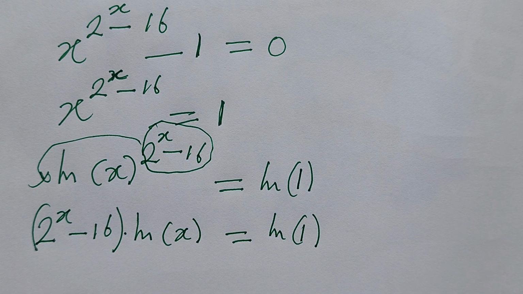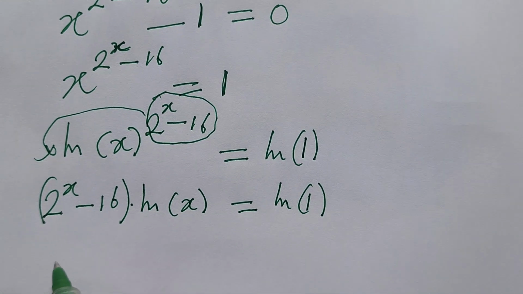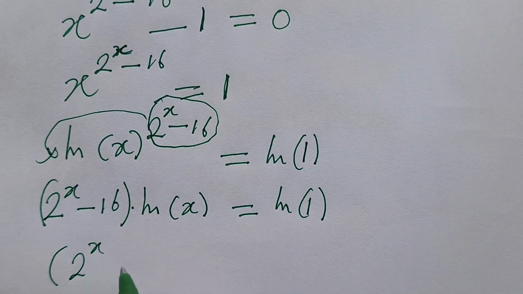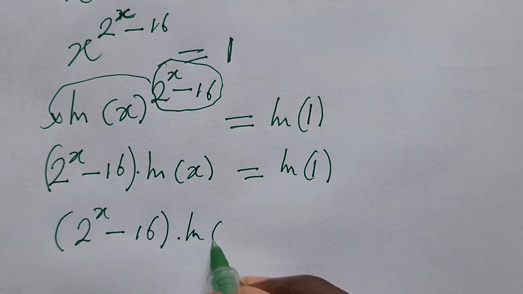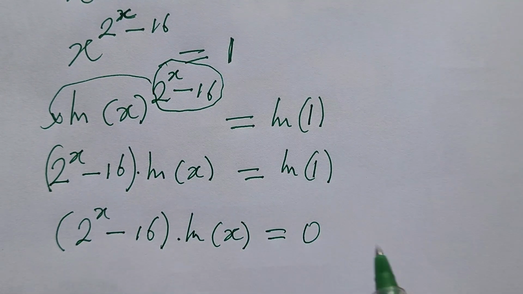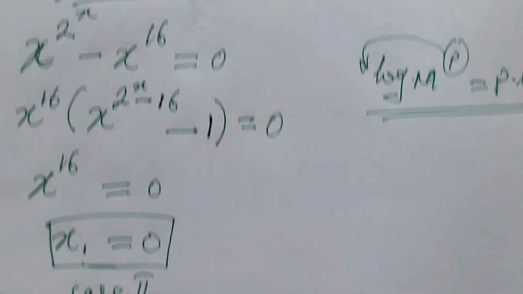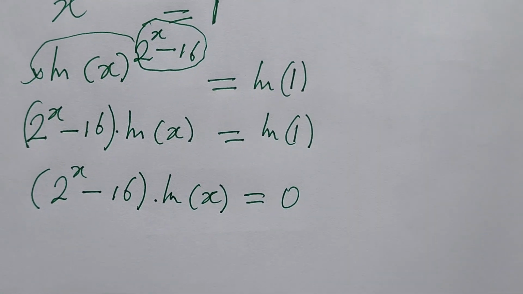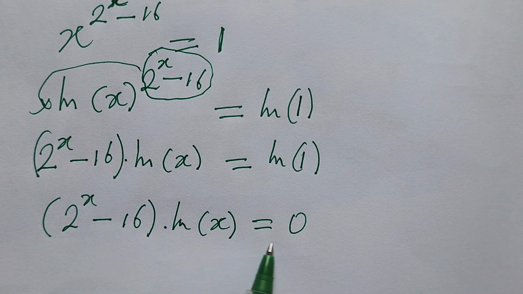Yes. So at this point, we know that ln of 1 will give us 0. So this gives us the bracket 2 to the power of x minus 16 close bracket times the ln of x equal to 0. Again, we apply our zero product rule. Remember it? So we're going to apply this rule here again. Applying the zero product rule means we're going to have another case 1 and another case 2.